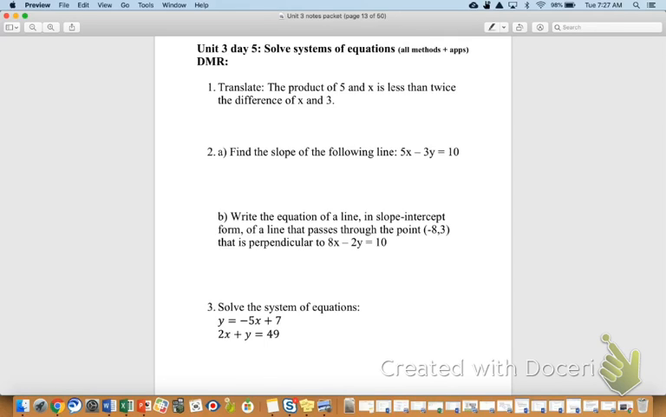As I read through this, the first key word that I come up to is the word product. Product means to multiply. So the product of 5 and x means 5 times x, or you could just write that as 5x, is less than. That's the next key phrase that I see. So is less than means this.